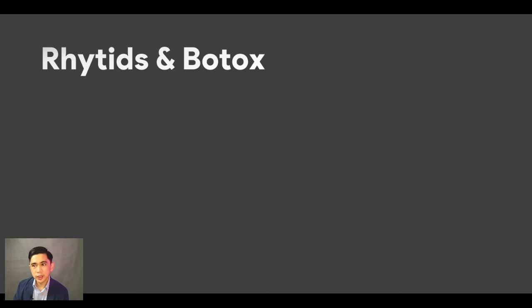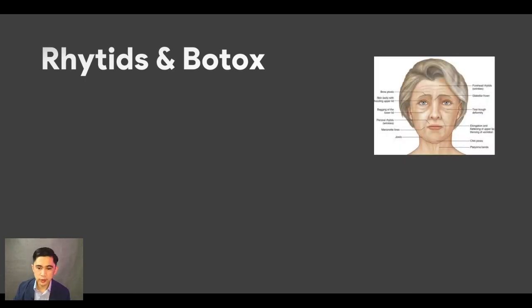So let's talk first a little about rhytids and Botox. As we age, our skin tends to be thinner over time, and whenever we have facial expressions, the muscle pulls the skin and tends to wrinkle it. It is more prominent when we are aging because our skin is thinner. It's just like pulling a very thin cloth and pulling a thick cloth. So there's a tendency that the thinner cloth is more wrinkled than the thicker cloth.